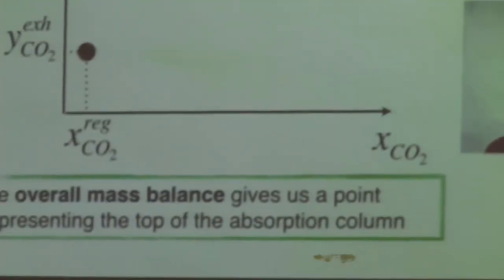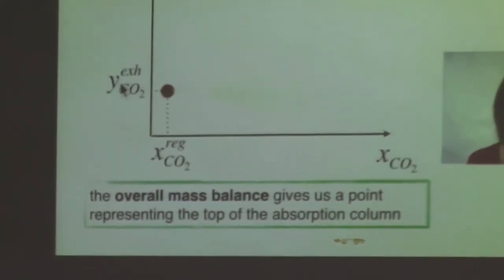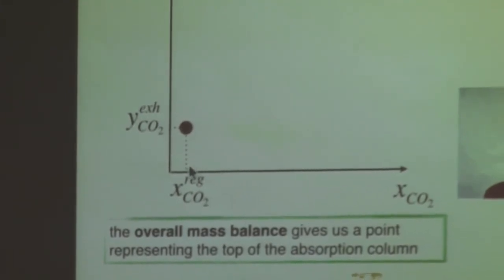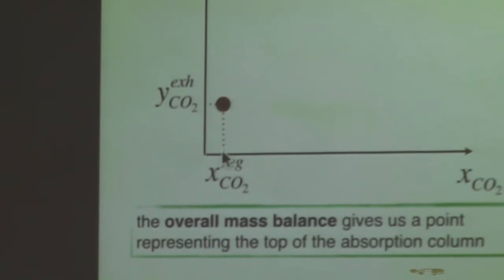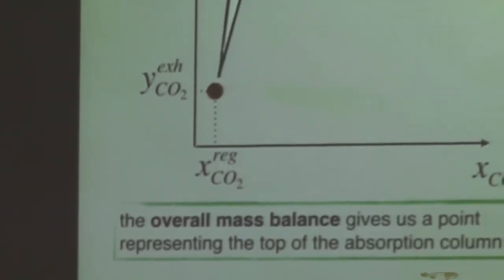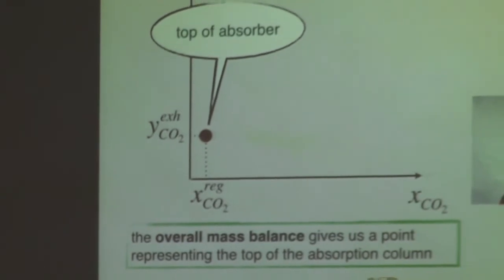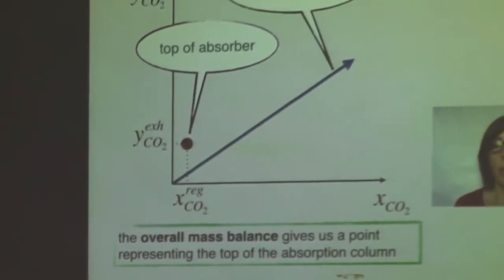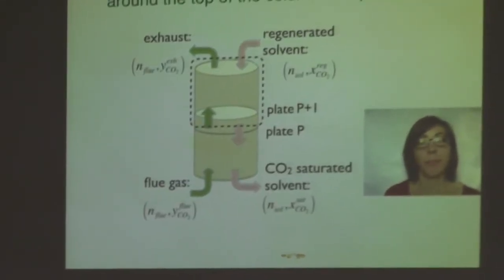So we can plot this point on our XY graph, and here we have the gas phase composition in the exhaust, and we can plot that against the liquid phase composition in the regenerated solvent, and this point represents the top of the absorber. So the overall mass balance has given us a point that represents the top of the absorption column. We add that to the equilibrium line, and we have the starting point for the graphical analysis.